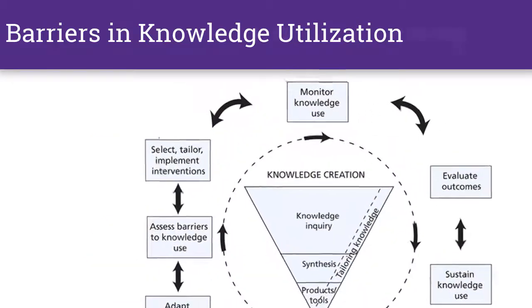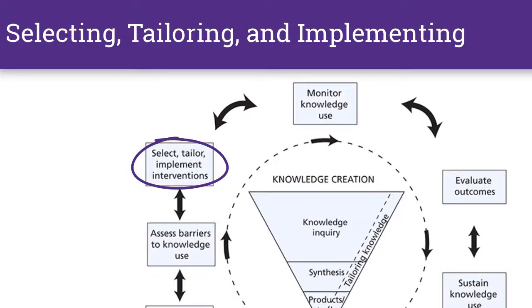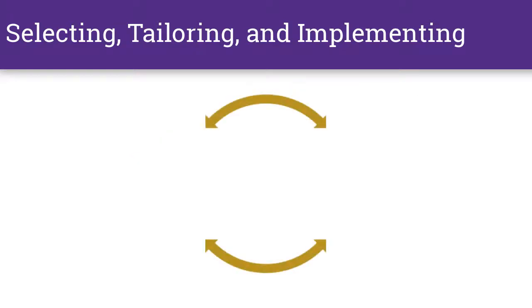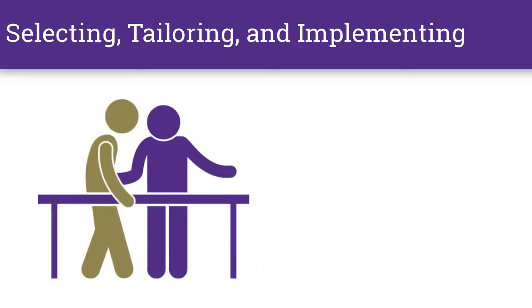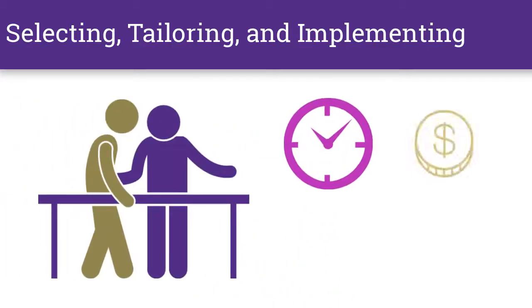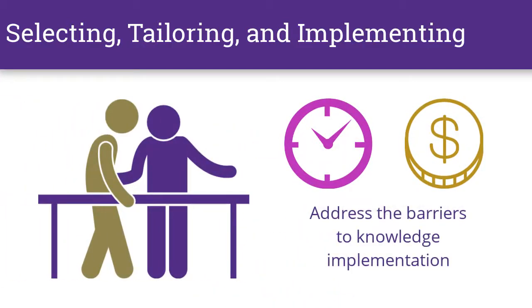The next step is to select, tailor, and implement interventions to promote the use of knowledge. In general, change is more likely to occur with more planned and systematic interventions. A big part of this process involves tailoring the intervention to address the barriers identified in the previous step to ensure that the knowledge is implemented in the intended fashion.